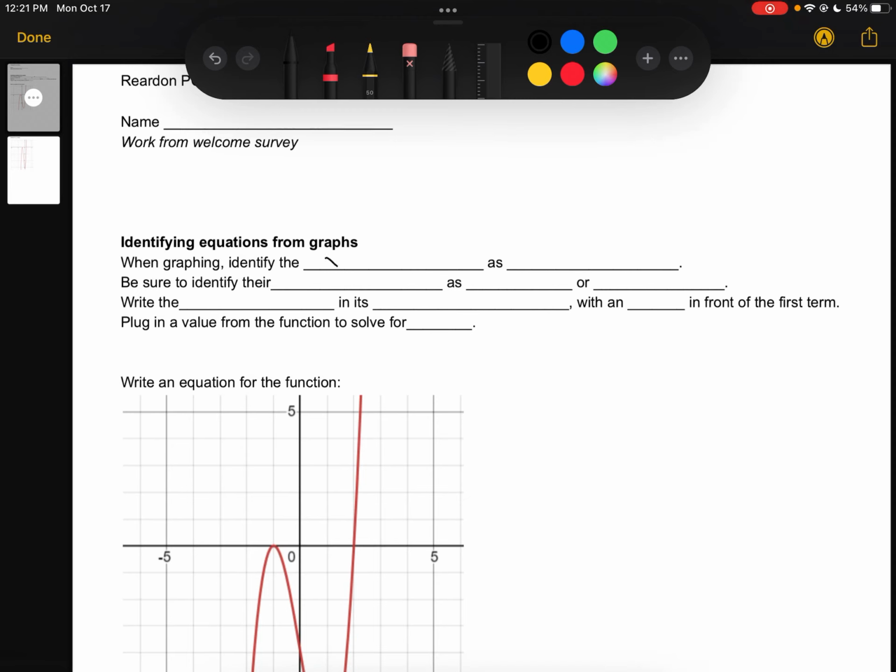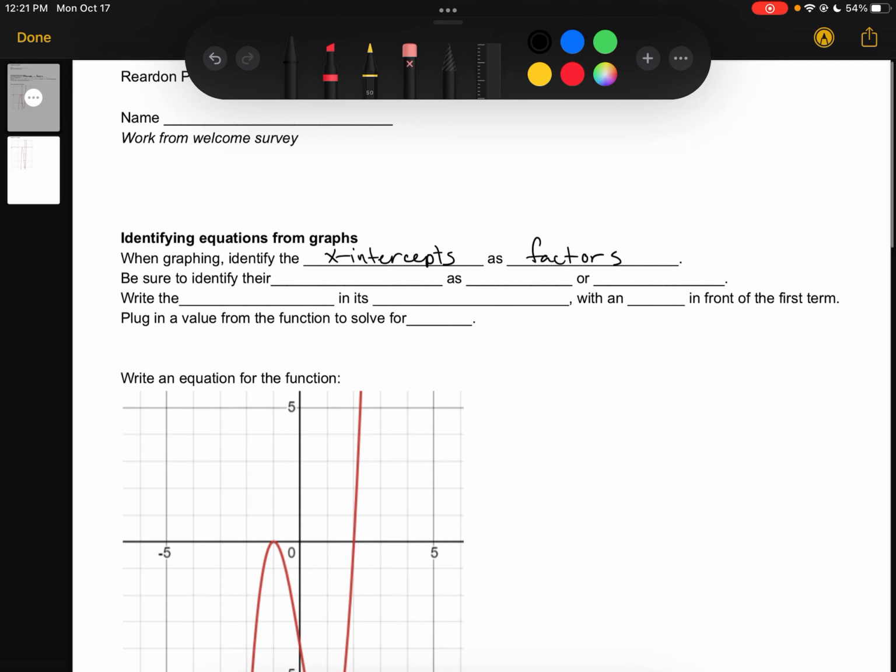First, when graphing, we want to identify the x-intercepts and use these as our factors. We also want to be sure that we identify their multiplicity as either even or odd.